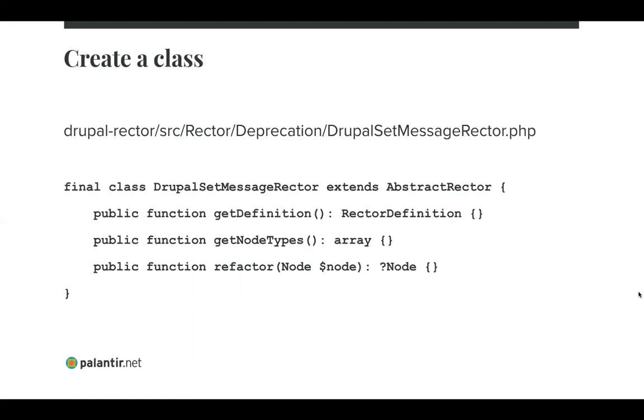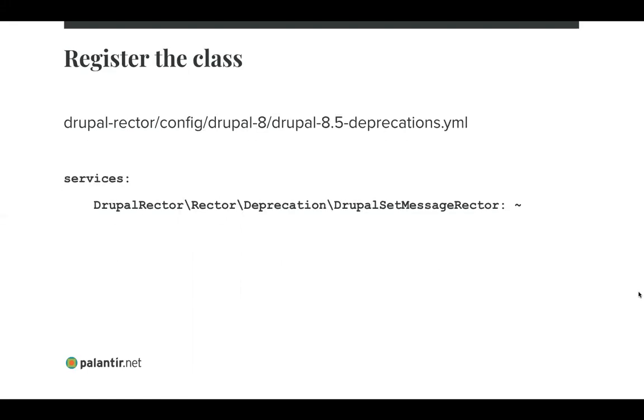So you define this class, and then you register this class. And the registering is very similar to Drupal as well. There's a YAML file. In this case, there are the configurations, and we've bundled them by what minor version of Drupal they apply to, where they were introduced. So we have Drupal 8.5 deprecations, and they're all bundled up into all Drupal deprecations. This is the full file for that because it only includes Drupal set message. And all you need to do is list the class, and that's it.